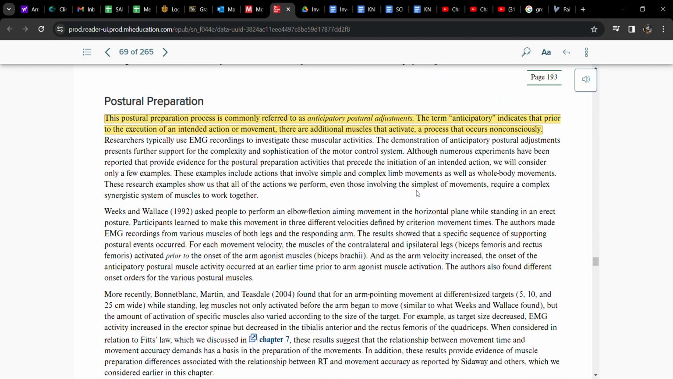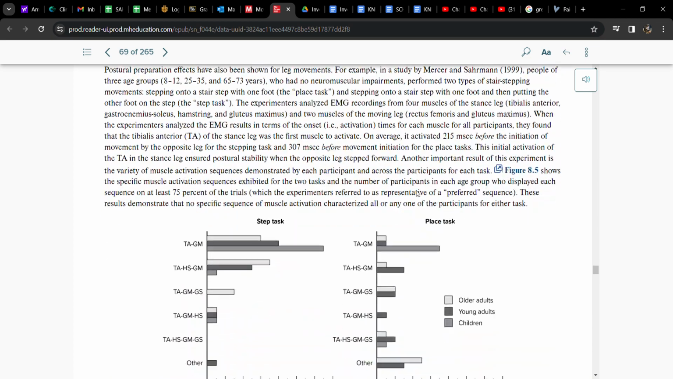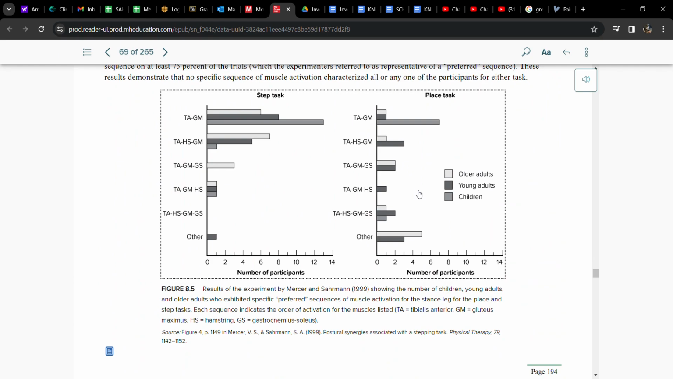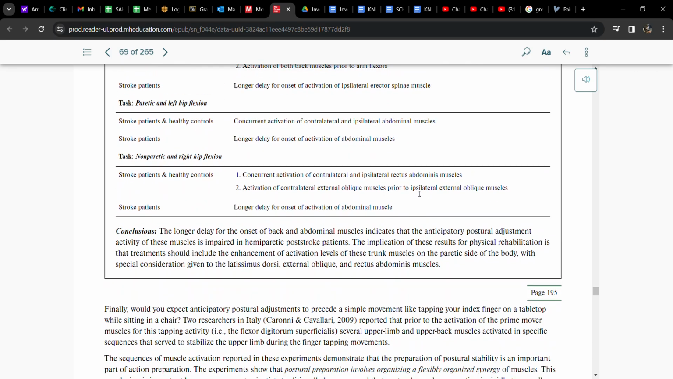Next, we're going to talk about postural preparation, and postural preparation is the process commonly referred to as anticipatory postural adjustments. The term anticipatory indicates that prior to the execution of the intended action or movement, there are additional muscles that activate, which is a process that occurs non-consciously. This can relate back to a catching example, where you're having to adjust your arms and your hands accordingly based on how quickly that ball and where that ball is arriving to your hands.